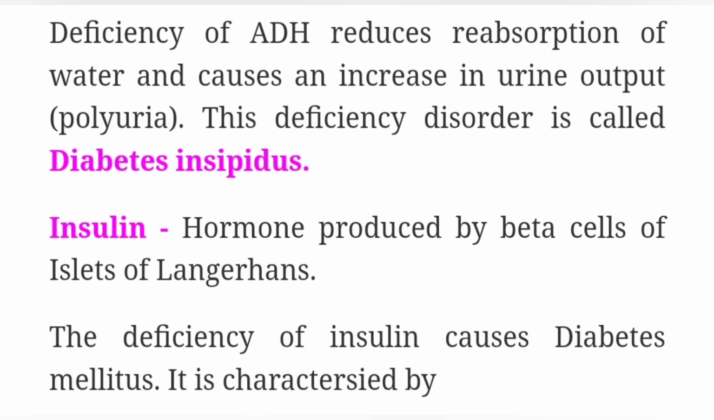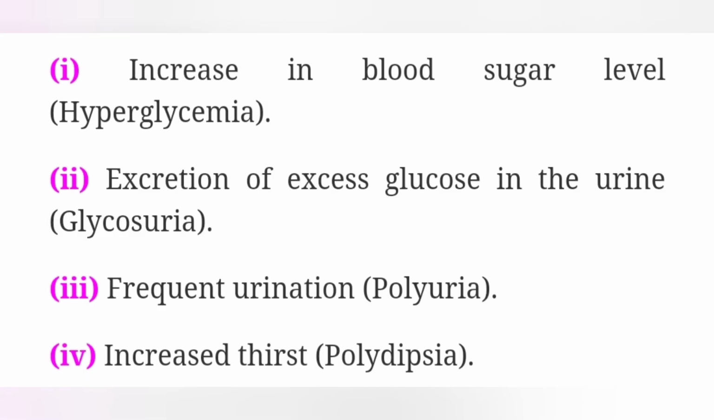This deficiency disorder is called diabetes insipidus. Insulin is a hormone produced by beta cells of islets of Langerhans. The deficiency of insulin causes diabetes mellitus. It is characterized by, first point, increase in blood sugar level, hyperglycemia.